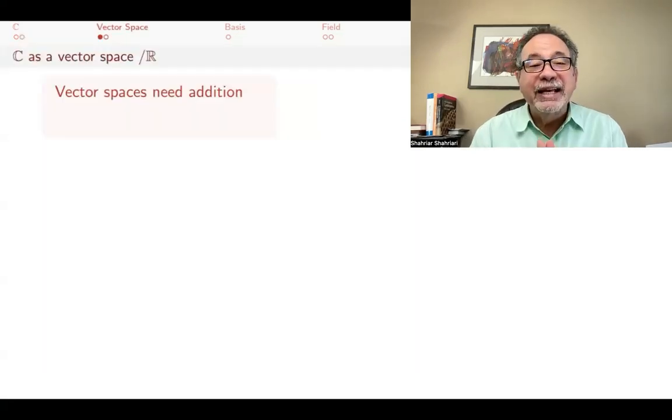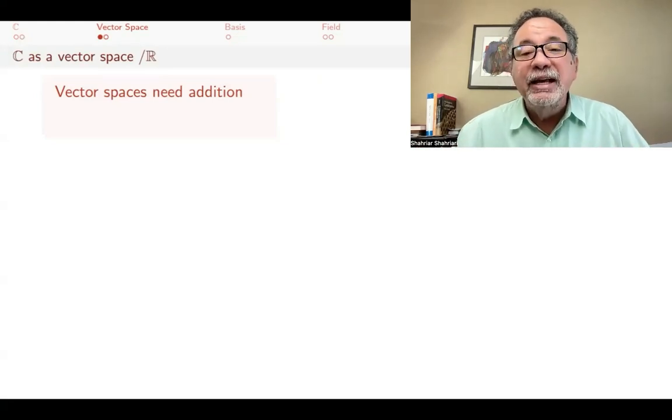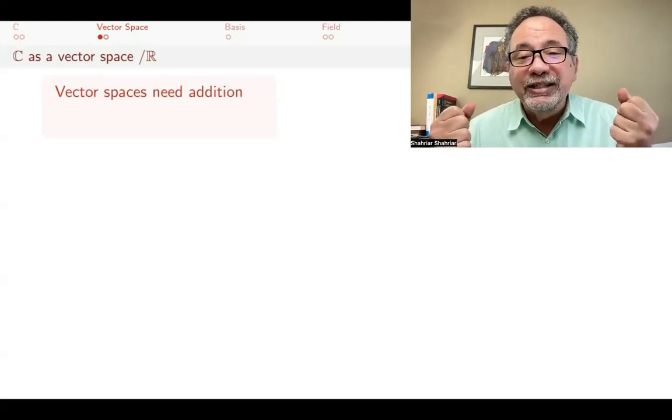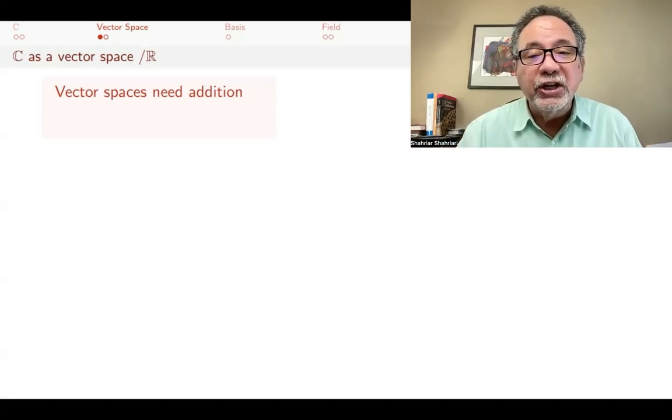I want to think of C as a vector space over R. Whether or not you know what a vector space is is irrelevant, but vector spaces are sets of elements where you can do addition and scalar multiplication. Those are the games you can play.